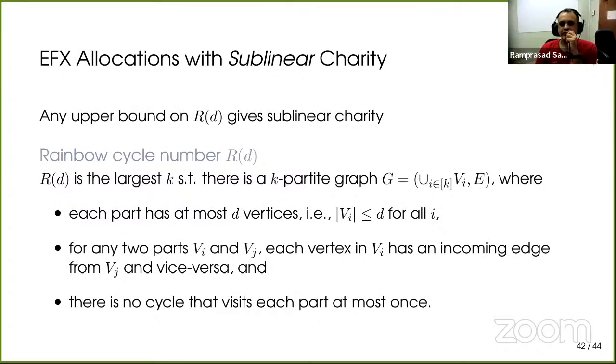I see. Okay. So any questions? Is this rainbow cycle number something that was studied earlier? Not quite. Okay. And the other thing is, I understand that for the charity problem, this will give us better bounds. Do you think there is a black box reduction from EFX to charity to EFX?